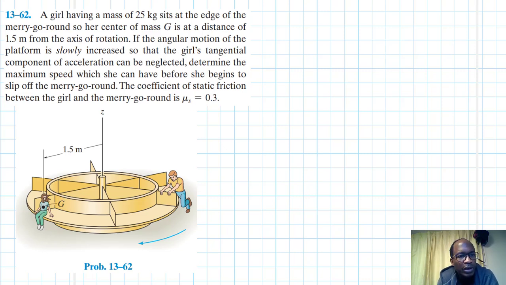The problem reads: a girl having a mass of 25 kg sits at the edge of the merry-go-round, so her center of mass G is at a distance of 1.5 meters from the axis of rotation. If the angular motion of the platform is slowly increased so that the girl's tangential component of acceleration can be neglected, determine the maximum speed that she can have before she begins to slip off the merry-go-round. The coefficient of static friction between the girl and the merry-go-round is μs equal to 0.3.